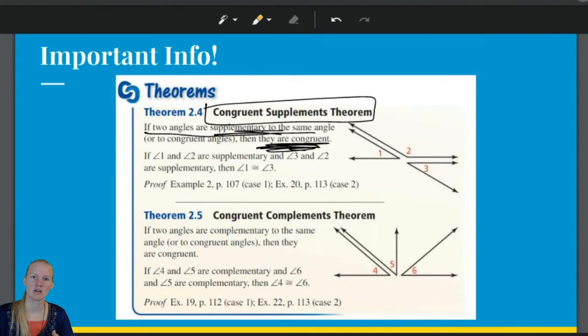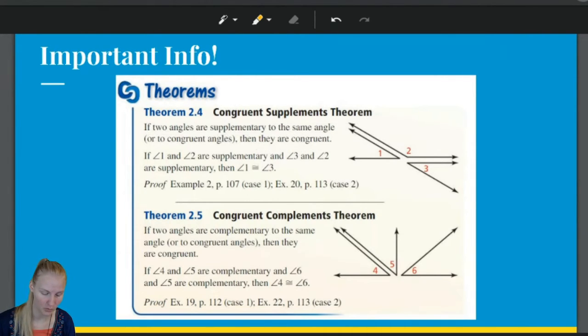You need to believe, and you need to have reason that you believe this theorem is true before you even start trying to prove it. So, let's look at the congruent supplements theorem. It says, if two angles are supplementary to the same angle, then they are congruent. And we see an example here. If angle 1 and angle 2 are supplementary, and angle 3 and angle 2 are supplementary, then angle 1 is congruent to angle 3. Do I believe that?